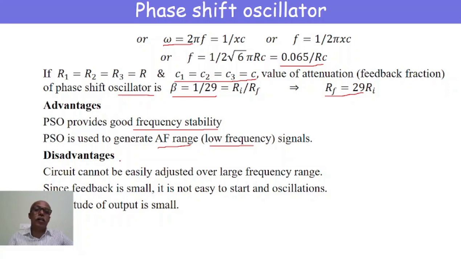The disadvantages of this phase shift oscillator are the circuit cannot be easily adjusted over a large frequency range, since it has the ability to produce low frequency signals only. And since feedback is small, it is not easy to start the oscillations. It is a little bit difficult to start the oscillations because of small feedback. And the magnitude of the output is also small in case of the phase shift oscillator.